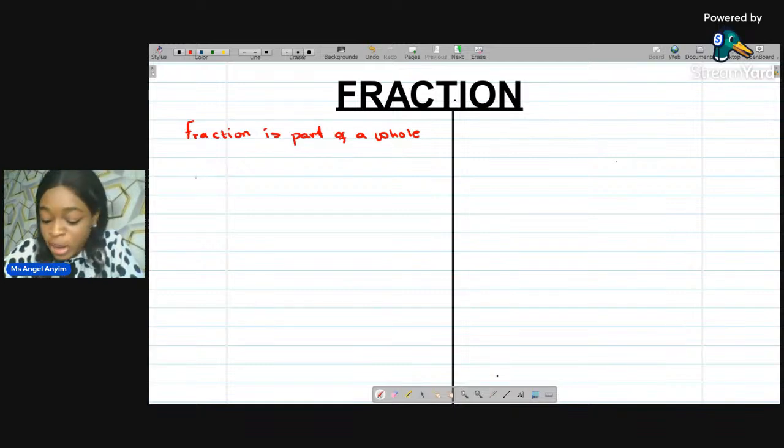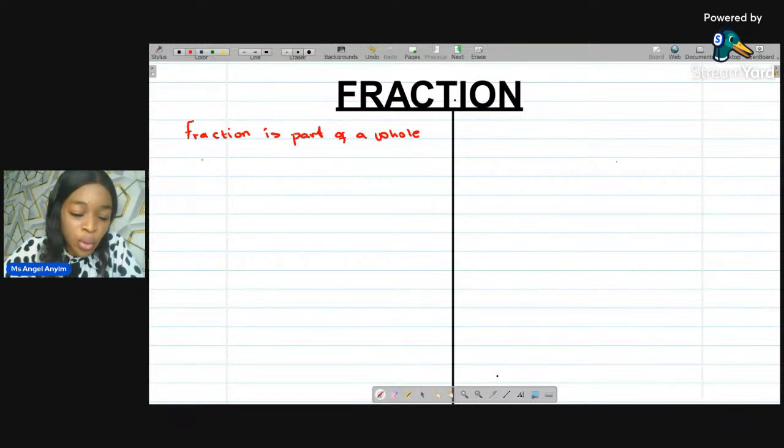When we say a fraction is part of a whole, we mean that a fraction is gotten from dividing a whole. A whole means a whole number. So a fraction is always less than 1, except mixed fractions, which have a whole number and a proper fraction.